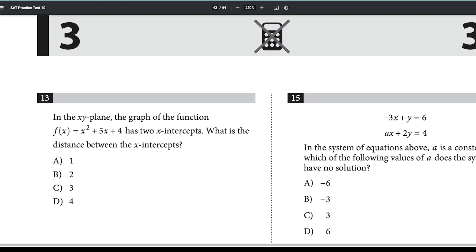And in this video, we're going to be finishing off SAT practice test number 10, the no calc section. As you can see, there is a cross on the calculator.